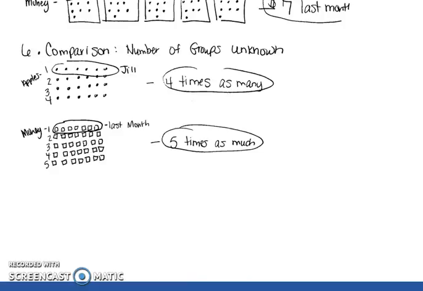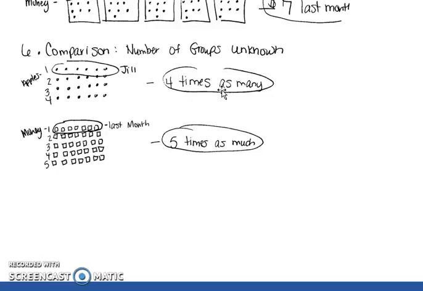And the last one, Mark picked 24 apples and Jill only picked 6. How many times as many apples did Mark pick? So what I did was I drew out 24 apples and I circled 6 of them. And then I saw that I had 3 more groups of 6. So I said, okay, so I have 4 sets of 6 apples. So he picked 4 times as many.